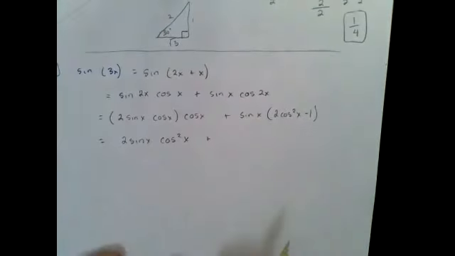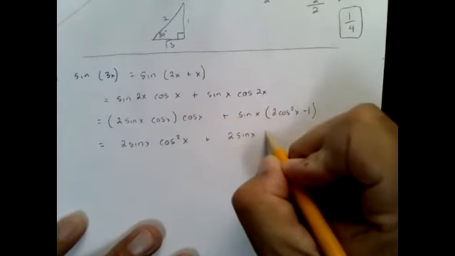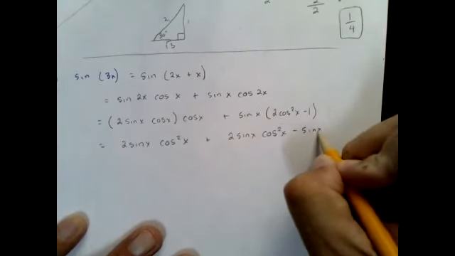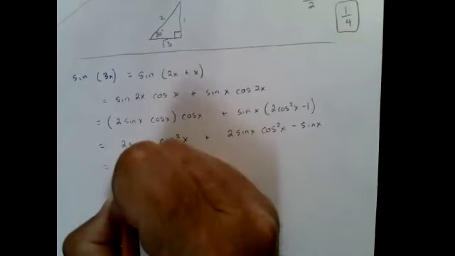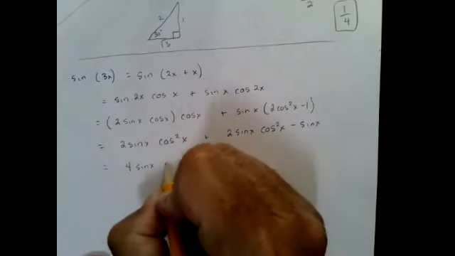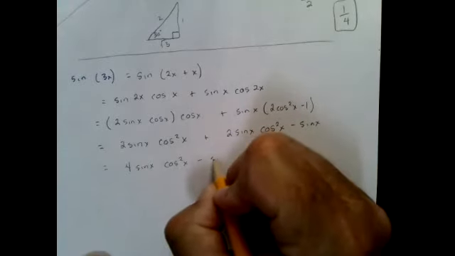I distribute. I get 2 sine of x, the cosine squared of x, minus the sine of x. 2 bananas and 2 bananas, that's 4 sine x cosine squared of x, minus sine of x.